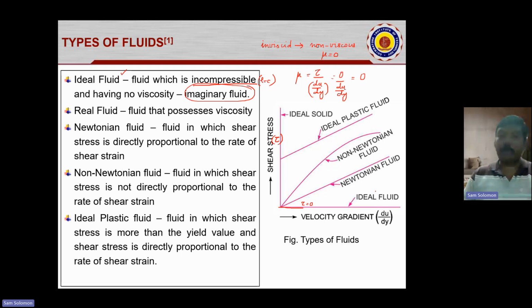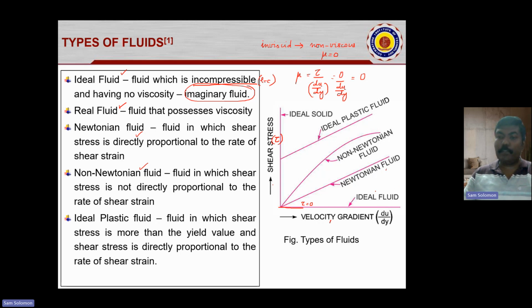Newtonian fluid and non-Newtonian fluid, we have already seen: a Newtonian fluid obeys Newton's law of viscosity, where your shear stress is proportional to the rate of shear strain. That is Newtonian fluid. And if it is not proportional to the rate of shear strain, we call it non-Newtonian fluid. That can be seen here in the graphical representation as well. For the Newtonian fluid, you can see that as shear stress increases, the velocity gradient increases.